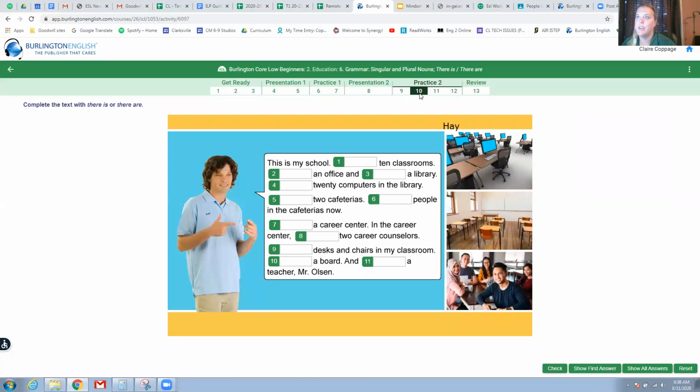Okay. Complete the text with there is or there are. So we're going to do the first 2 together, and then you will work on it on your own piece of paper. So, this is my school. Blank 10 classrooms. Well, this is plural, so I'm going to use there are. There are 10 classrooms. Blank an office. So I asked myself, is the noun singular or plural? An office is singular. I know I'm going to use there is.